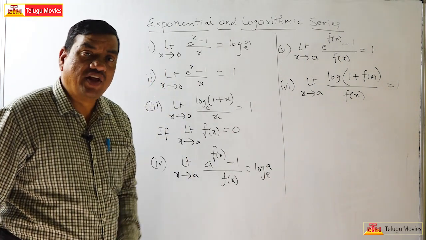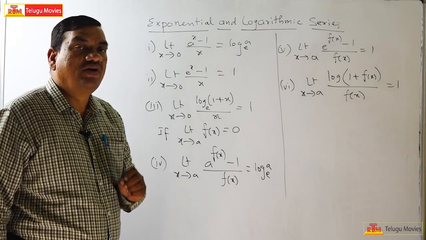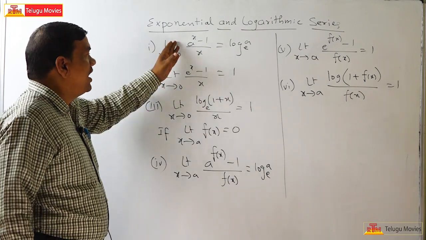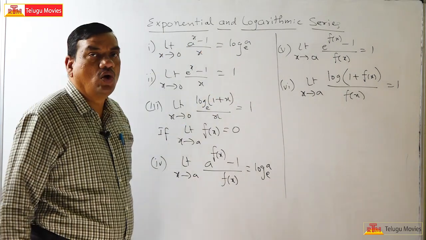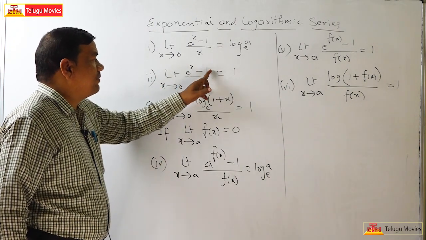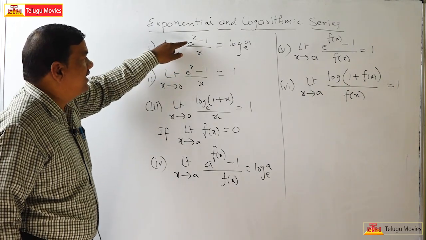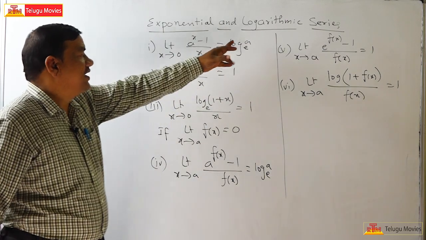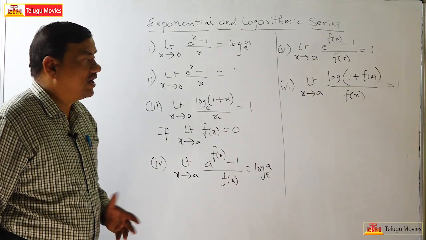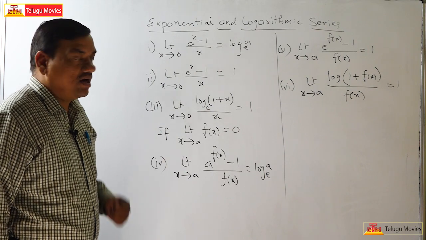Before explaining those problems, let us have a look at the fundamental, very important formulae. These formulas are well known. Limit x tends to 0, (a^x - 1)/x is equal to log a to the base e. Limit x tends to 0, (e^x - 1)/x is equal to 1. Wherever in place of a^x, here e^x, in place of a, e is there. Substitute e: log e to the base e is equal to 1. So if you know the first formula, automatically you can learn the second formula.